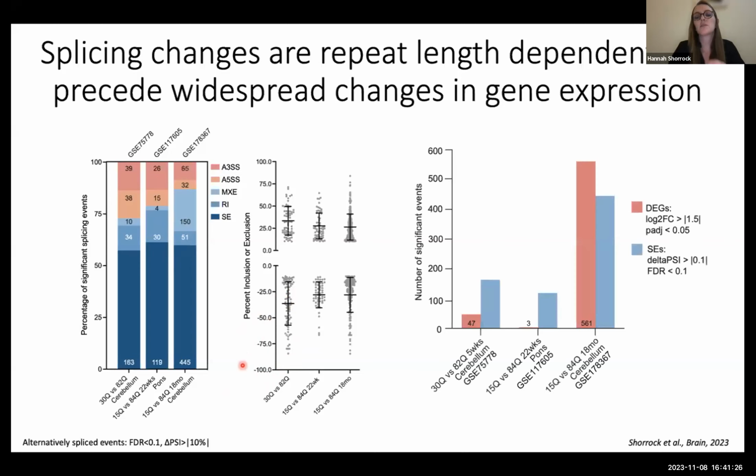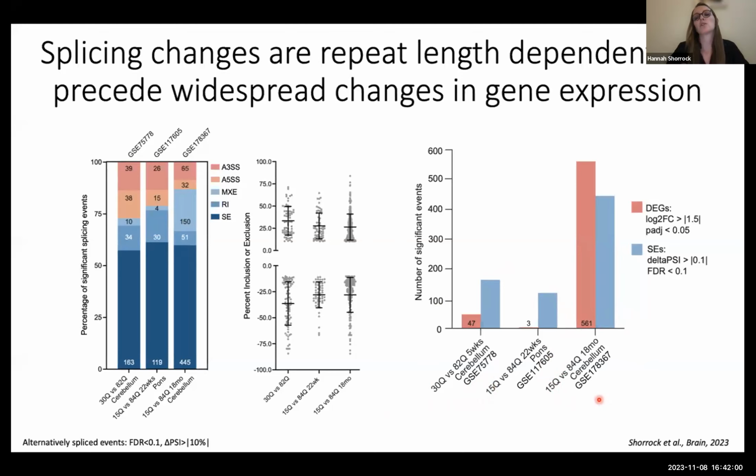We were also interested to understand the interplay between differential gene expression and alternative splicing dysregulation. So we looked at the number of differentially expressed genes and skipped exons within these repeat length comparison data sets. What you can see for this pre-symptomatic SCA1 data set and this early symptomatic SCA3 data set is that we have far more skipped exon events than we do differentially expressed genes. But by the time we're at this late symptomatic SCA3 time point, you can see that we have a lot more differentially expressed genes.